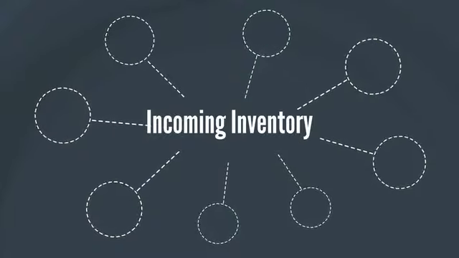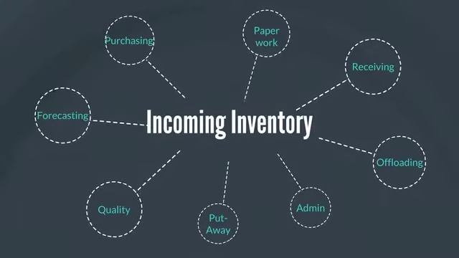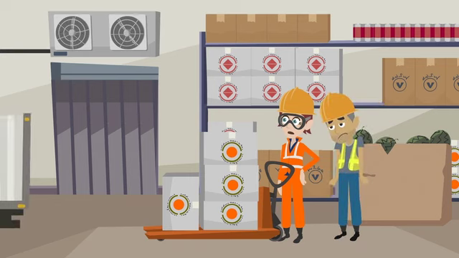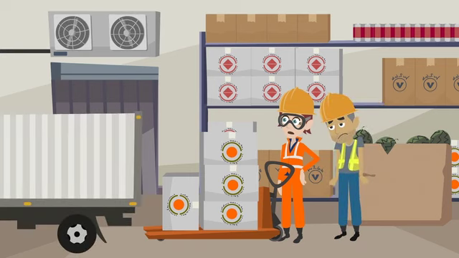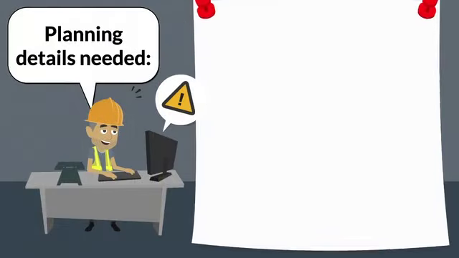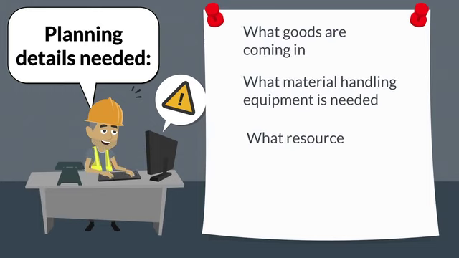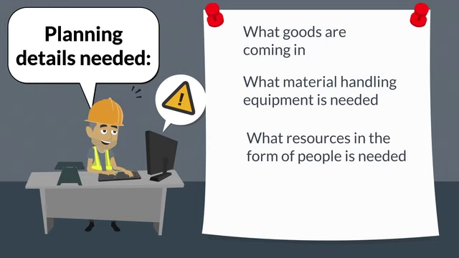Incoming inventory is a term used to describe all the processes involved in bringing goods into a warehouse. It will be very difficult to cope with incoming loads if we've not planned for their arrival. This planning includes having detailed knowledge in advance of what goods are coming, what material handling equipment is needed, what resources in the form of people is needed, and the systems that are needed, etc.